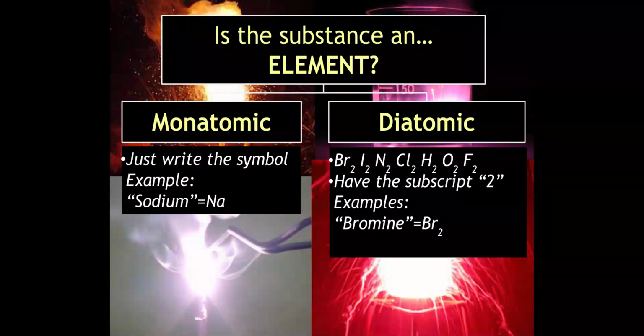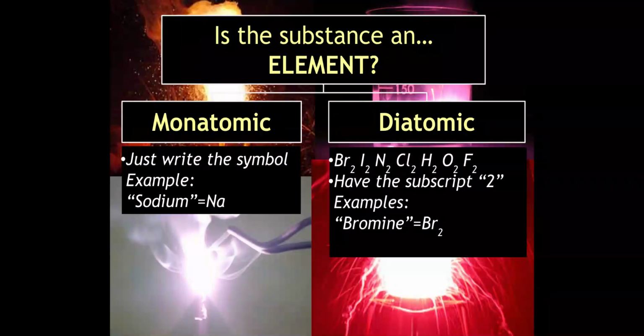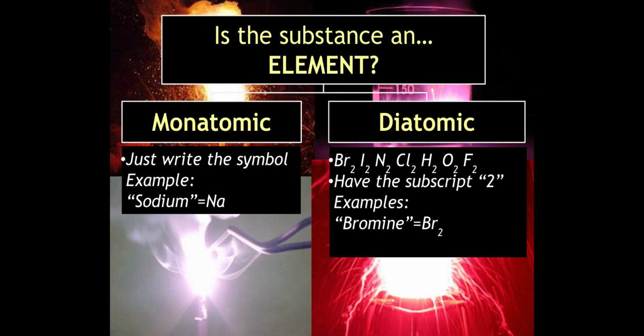Okay, so that's the very first step in going from a word equation to a formula equation. Ask yourself, is this word that I'm looking at in the word equation an element on the periodic table? And if it is, is that element monatomic or is it diatomic? If it's monatomic, you can just write the symbol exactly as it appears on the periodic table. If it's diatomic, then you write the symbol and you put a little 2 beside it.